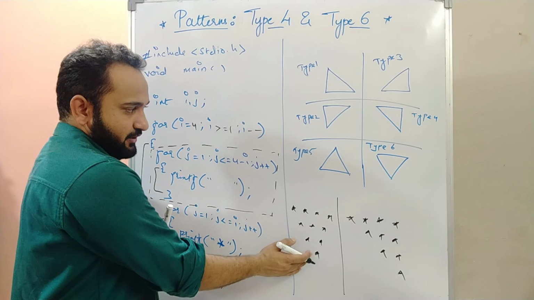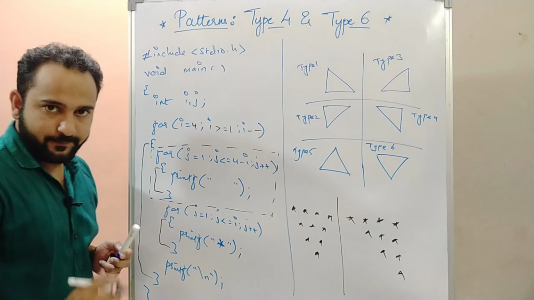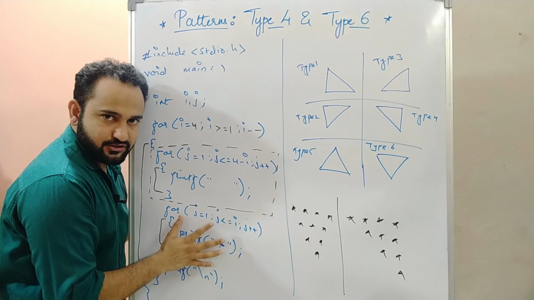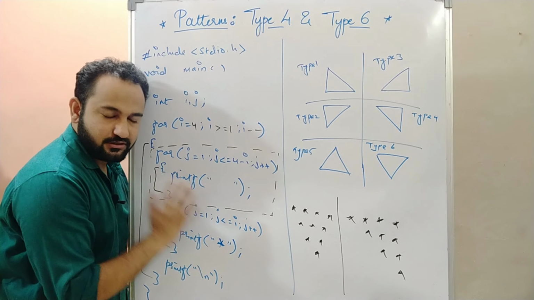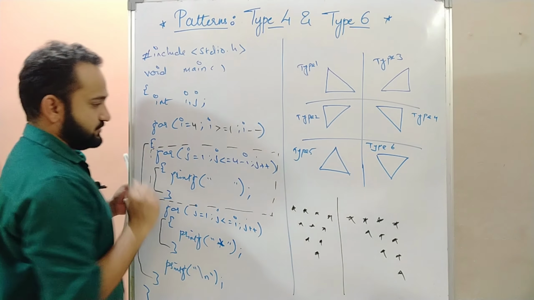Remember, this is type 5, type 6, and this is type 4. So let's dry run this. With this, which pattern will we be getting? Just imagine. We'll be getting this pattern. Fine, let's dry run it.